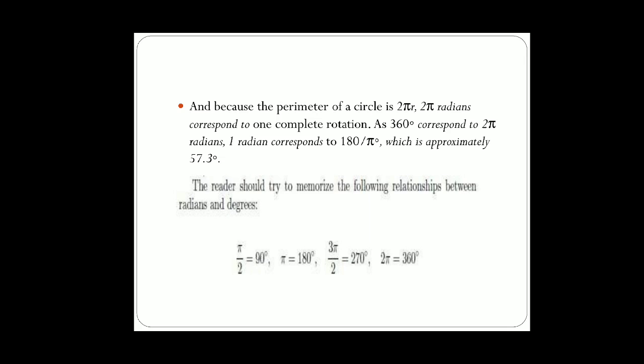So 360 is the total, and then pi is 180. Pi, if I divide by 2, it's 90. If I multiply 3 upon 2 by pi, it's 270. So this is basically the value.